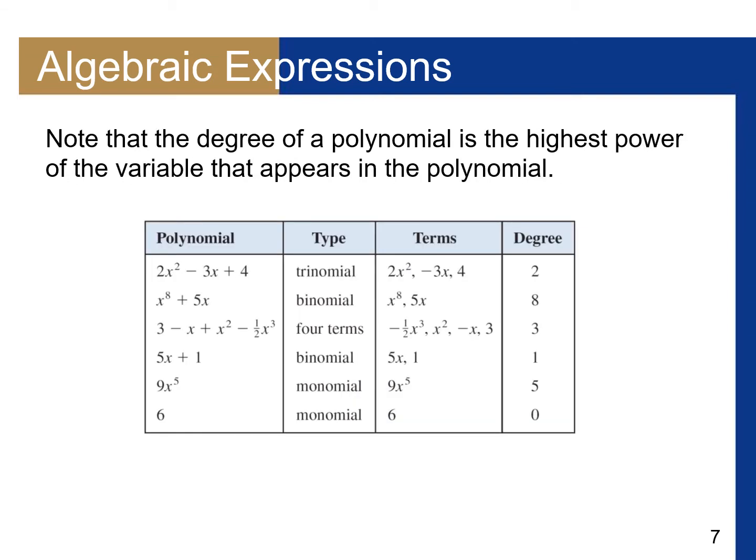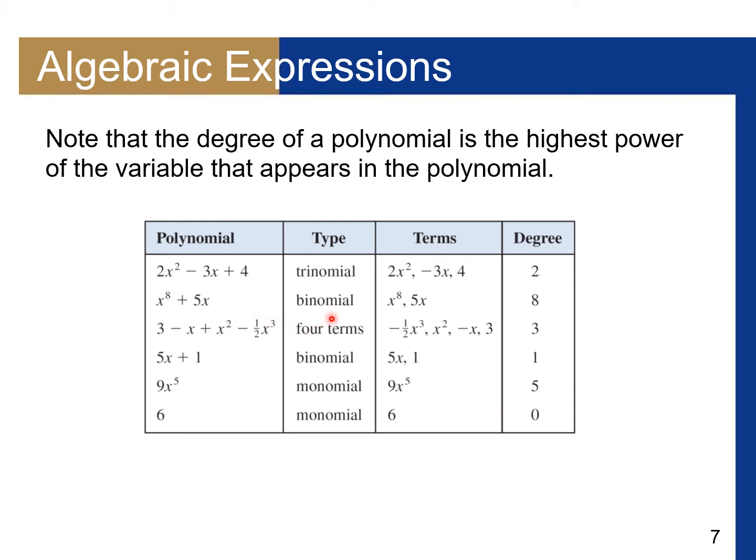Now, the degree of an equation is the highest power that appears in the algebraic expression. So here I have 2x squared minus 3x plus 4. I have an exponent of 2. I have an exponent of 1. And technically I have an exponent of 0 here if I had x to the 0 power. So the highest exponent is 2. That's why over here it says the degree is 2. This is a trinomial because there's 3, and each one of these separate is its own term.